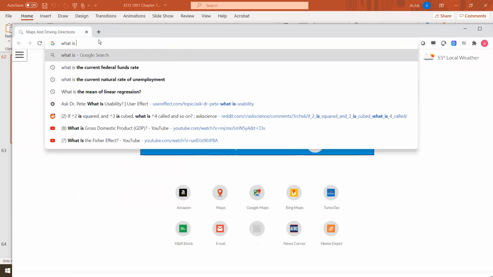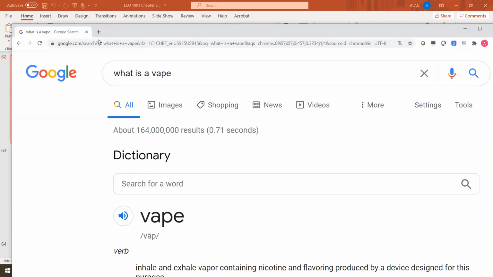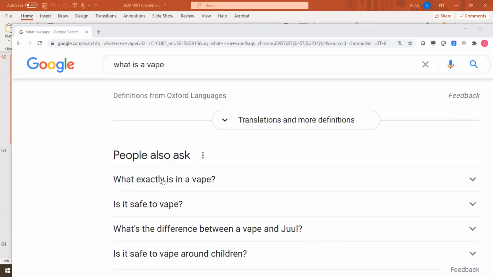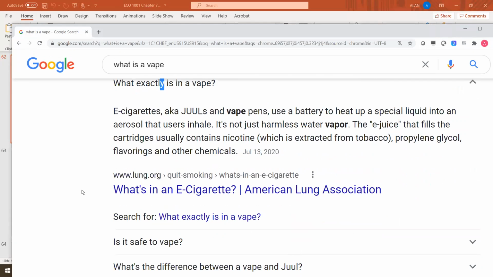Let's go to the beginning here. What is a vape? Okay. Inhale and exhale vapor containing nicotine and flavoring. Oh, here we go. Somebody knows. It's a chemical. Okay. Produced by a device designed for this purpose. They use a battery to heat up a special liquid into an aerosol that users inhale. It is not just harmless water vapor. The e-juice that fills the cartridges usually contains nicotine, propylene glycol, flavorings, and other chemicals.